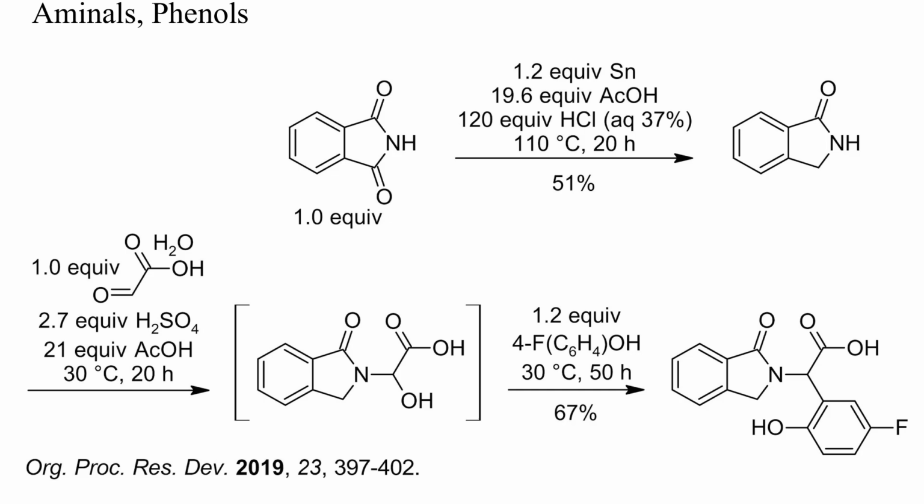Phenols are easy to alkylate with aldehydes or acetals, but the resulting products are unstable and readily oligomerize. Here, phthalimide was first reduced to a benzpyrrolidone and then added to glyoxylic acid. The hemiaminal alkylated 4-fluorophenol ortho to the hydroxy group.